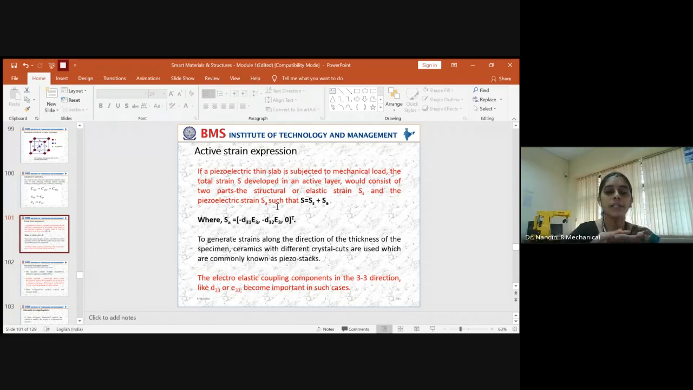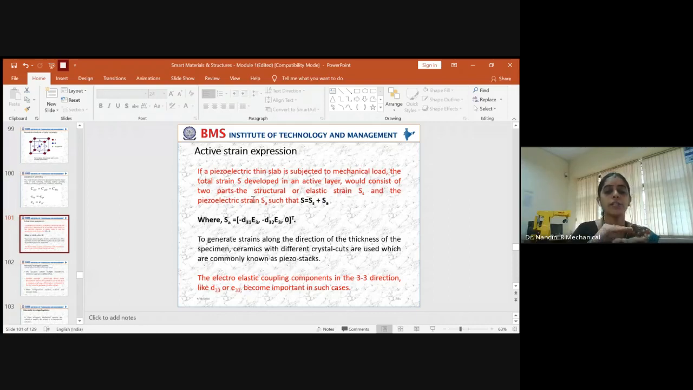Because you will have a structure on which a piezoelectric thin slab will be placed as a patch. So you will have the strain induced in the structure as well as in the piezoelectric thin slab. The strain which has been induced within the elastic limit, what we call the elastic strain, is associated with the structure on which the piezoelectric layer is patched. And the other one is the piezoelectric strain. This is the strain induced only in the piezoelectric thin film, which is on the structure.